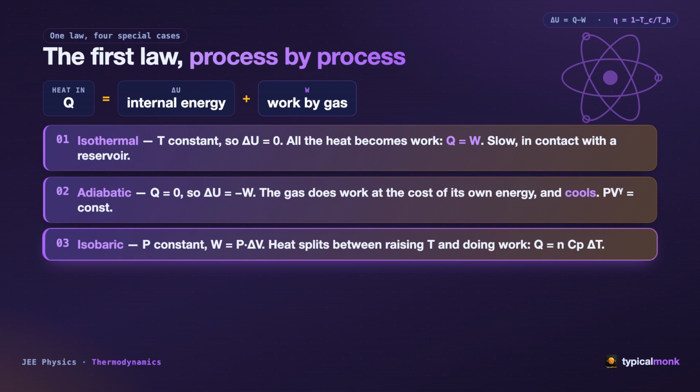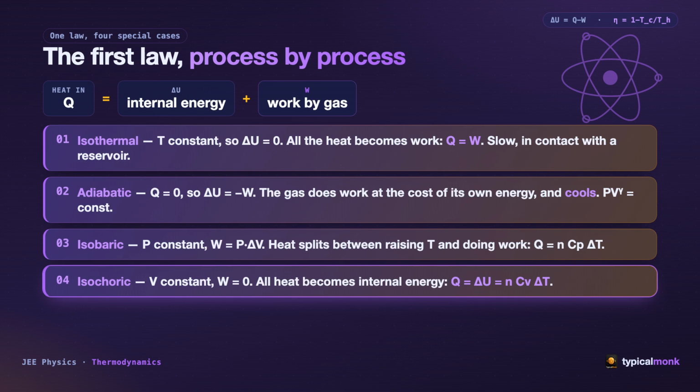Isobaric, pressure constant, so the work is P times delta V. The heat splits: part raises the temperature, part does work, and Q equals n Cp delta T. Isochoric, volume constant, so the work is 0. All the heat becomes internal energy. Q equals delta U equals n Cv delta T. Four processes, one law, four special cases.